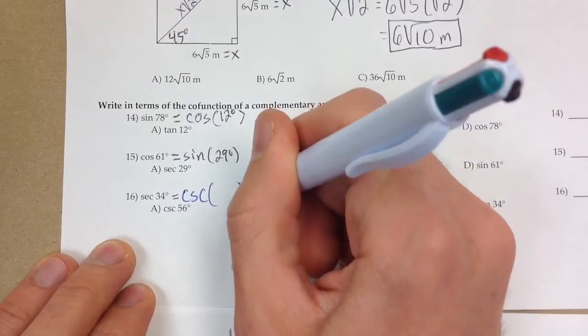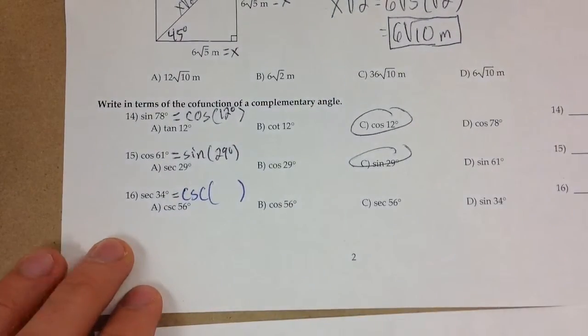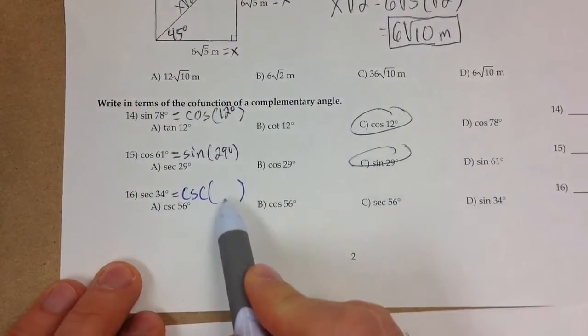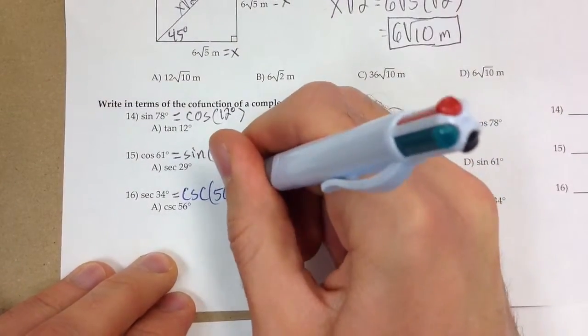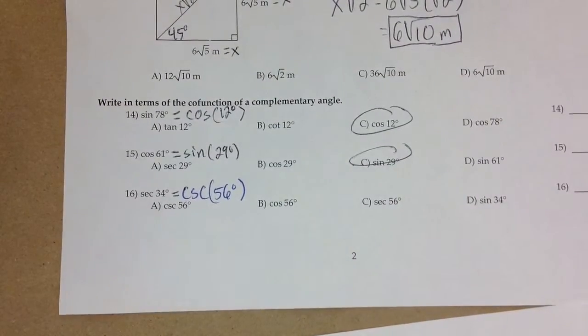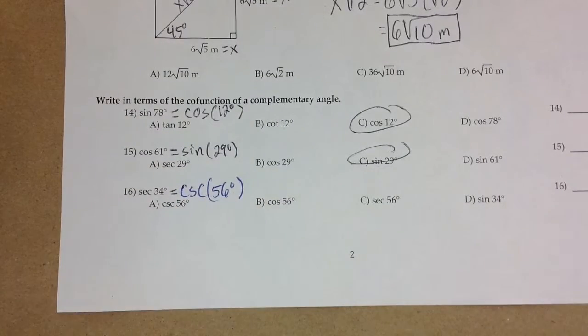Second question for you, Chowan. What angle do you think I put in here? 56. The angle's complement. Good.